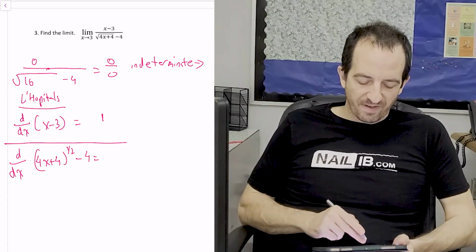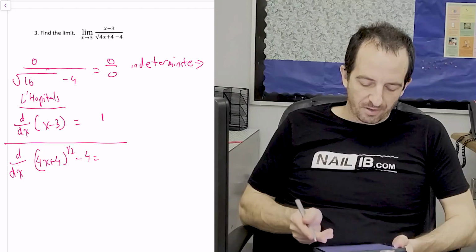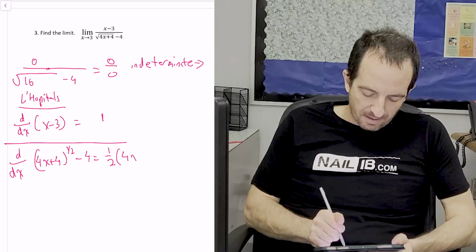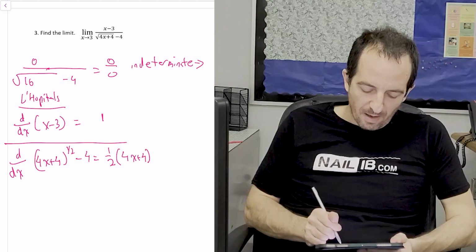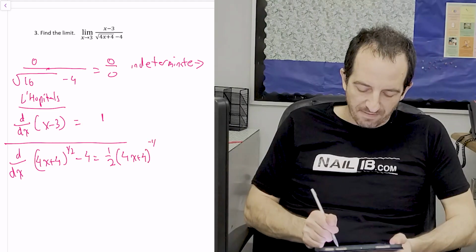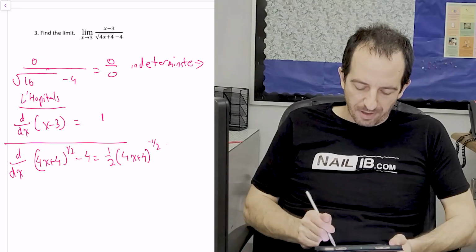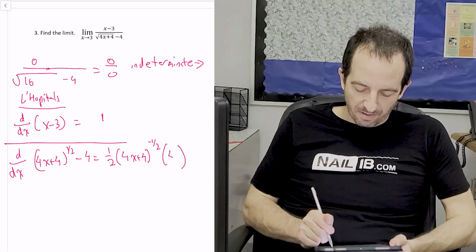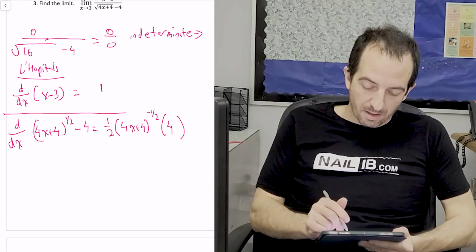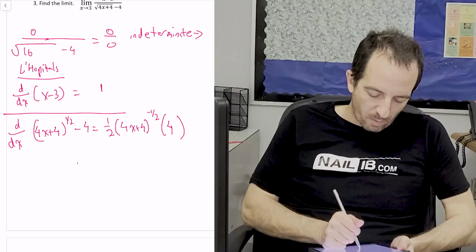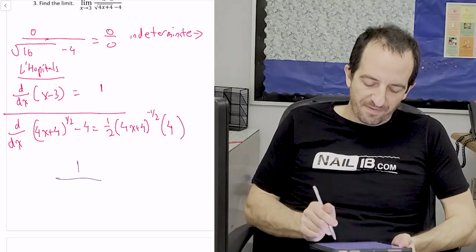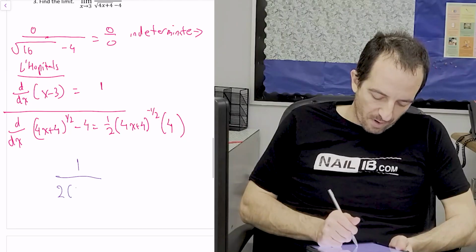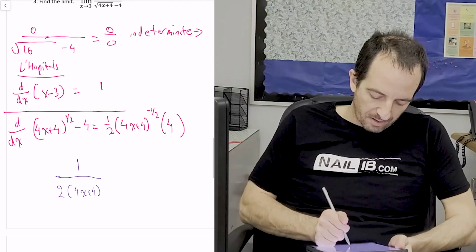And now I could just take the derivative of 4x plus 4 to the 1/2 power. So the 1/2 comes down. And 4x plus 4 stays the same. And then that 1/2 subtract 1 is negative 1/2. And chain rule says that this should also be multiplied by the derivative of the 4x plus 4 function, so by 4. And now let's see what we are going to end up with. So on top we had 1. On the bottom we have 4 times 1/2, or 2, times 4x plus 4 to the negative 1/2 power.